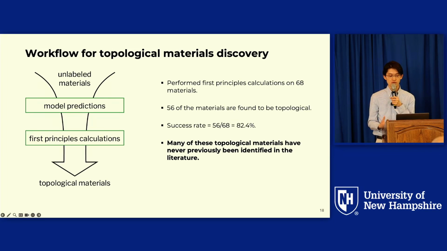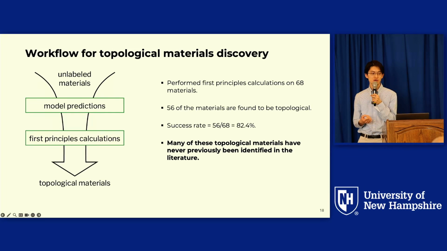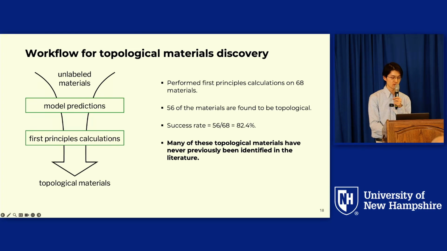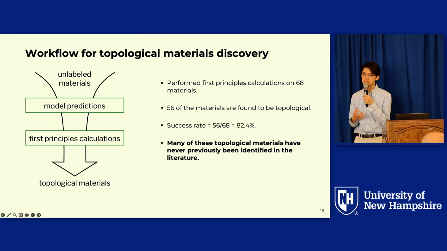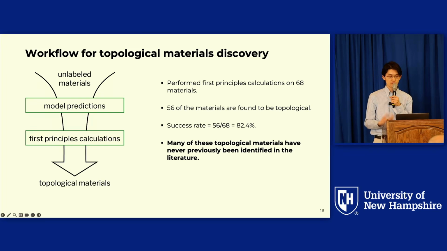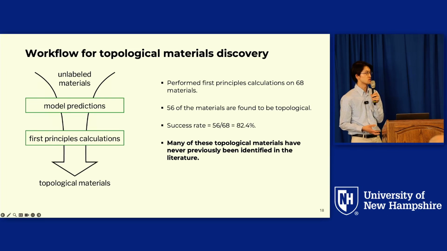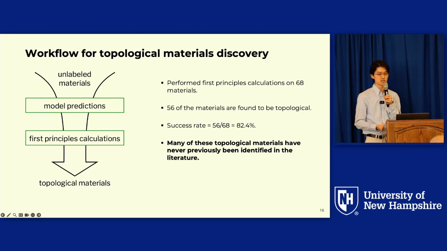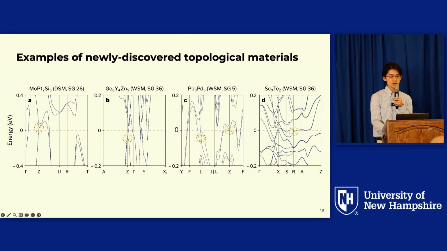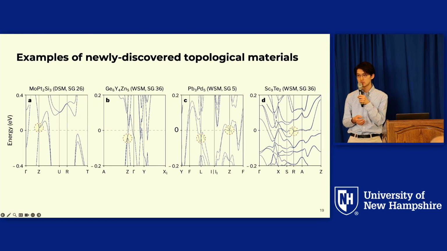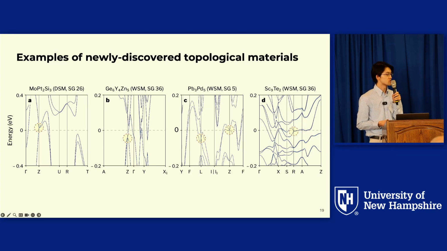So we perform first principles calculations on 68 materials, and we find that 56 of them are indeed topological, corresponding to a success rate of 82.4%. For comparison, within the labeled data set, materials whose topologivities weighted average is above 1, 93% of them would be topological. And many of these 56 materials are topological materials that have never previously been identified in the literature. Some examples of these newly discovered topological materials are shown here. The one on the left is a Dirac semimetal, and the 3 on the right are Weyl semimetals.